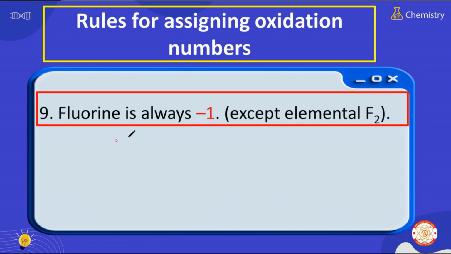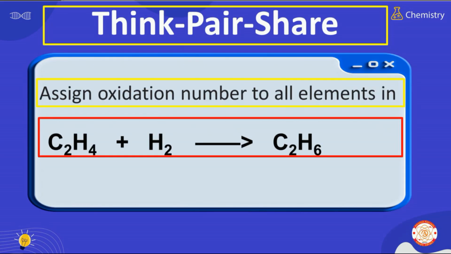Rule number 9, fluorine has an oxidation number of what? -1. It always has an oxidation number of -1, except elemental fluorine, which has an oxidation number of 0. So I'm going to show you how to assign oxidation numbers to all elements in this chemical equation.